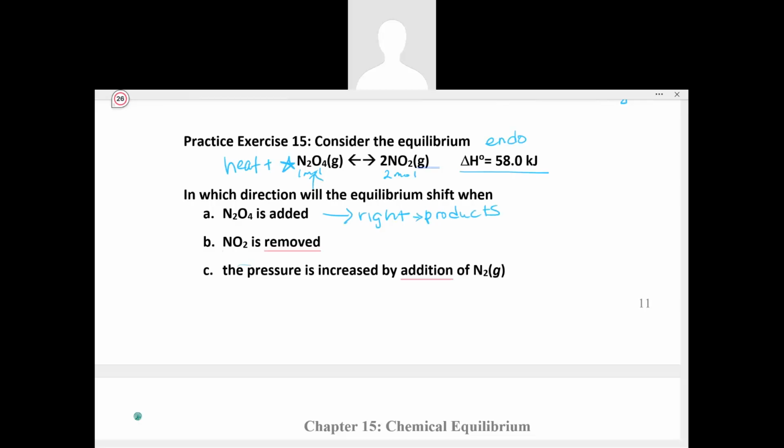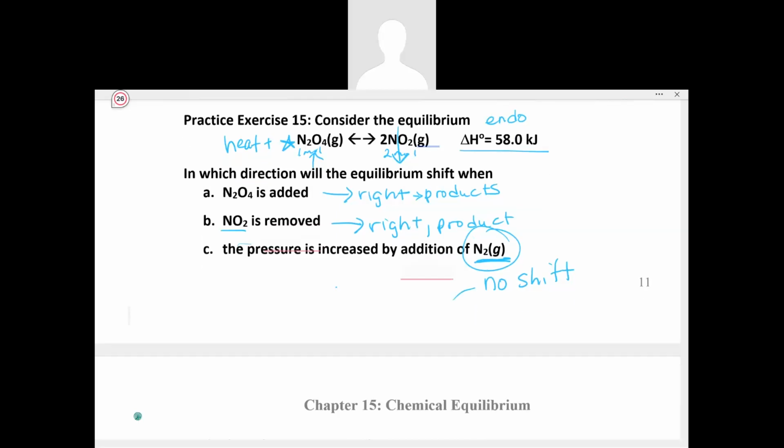And then we have if NO2 is removed, so that's a product. So again, we're going to have the same shift. Because we remove product, we're going to create more product to reestablish equilibrium. Part C here, we're going to increase the pressure by the addition of N2 gas. So since we're not increasing or decreasing volume, we're just adding an inert gas that's unreactive. So we're not going to see any shift here when we do that. So again, this is an inert gas, it's unreactive. We're not changing volume, so we will see no shift.